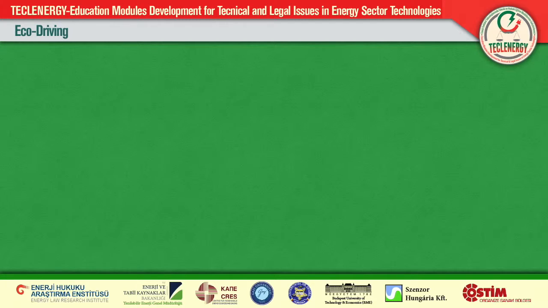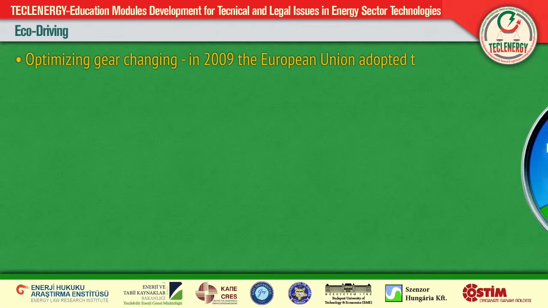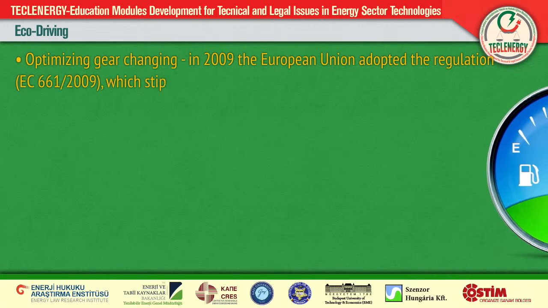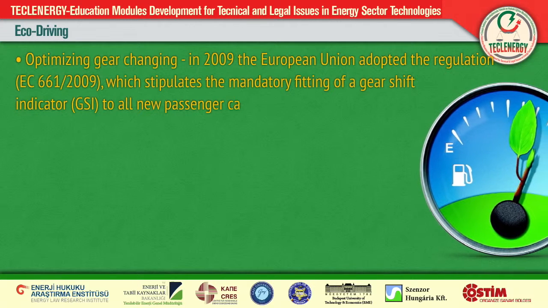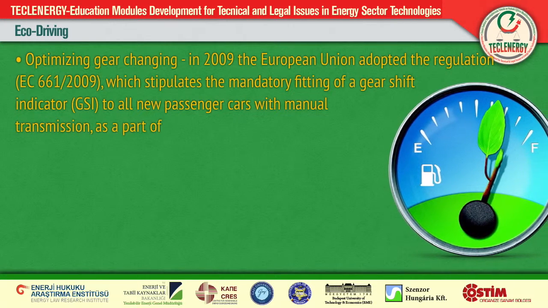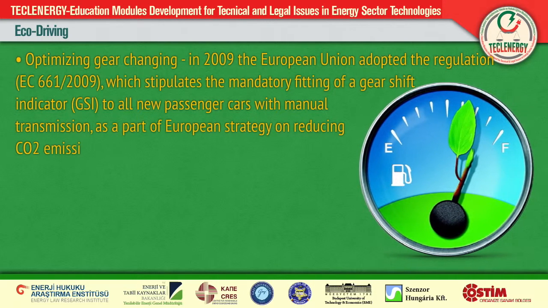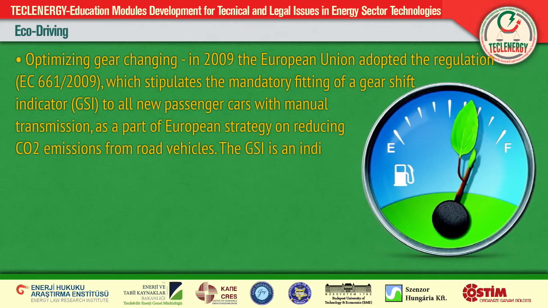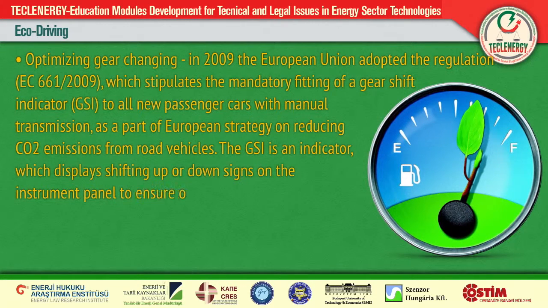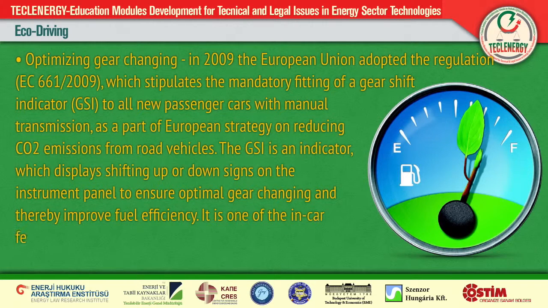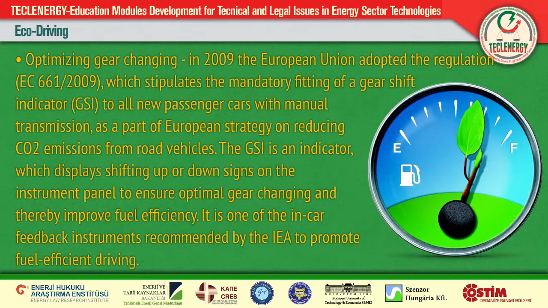Eco-driving. Optimizing gear changing. In 2009, the European Union adopted the regulation EC 661/2009, which stipulates the mandatory fitting of a gear shift indicator (GSI) to all new passenger cars with manual transmission as a part of the European strategy on reducing carbon dioxide emissions from road vehicles. The GSI is an indicator which displays shifting up or down signs on the instrument panel to ensure optimal gear changing and thereby improve fuel efficiency. It's one of the in-car feedback instruments recommended by the IEA to promote fuel-efficient driving.